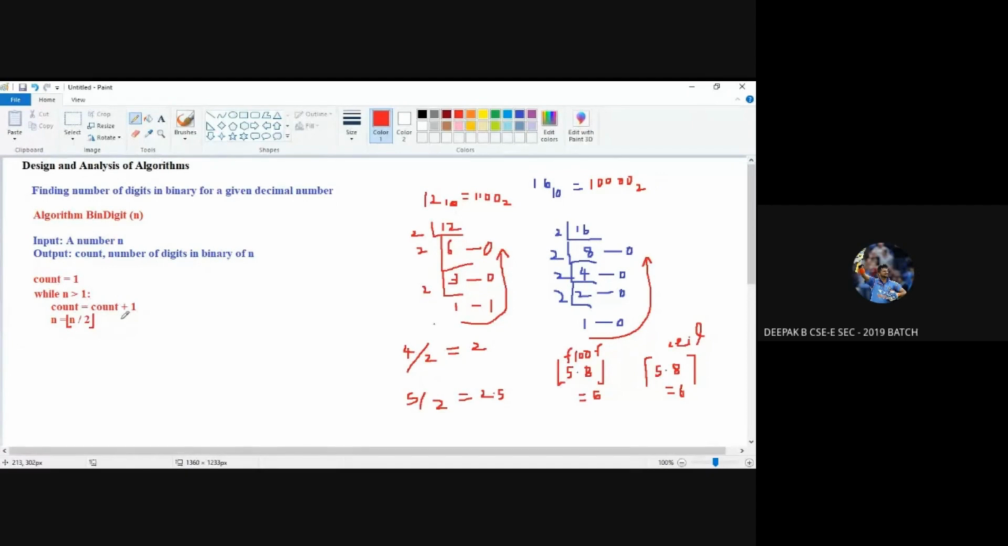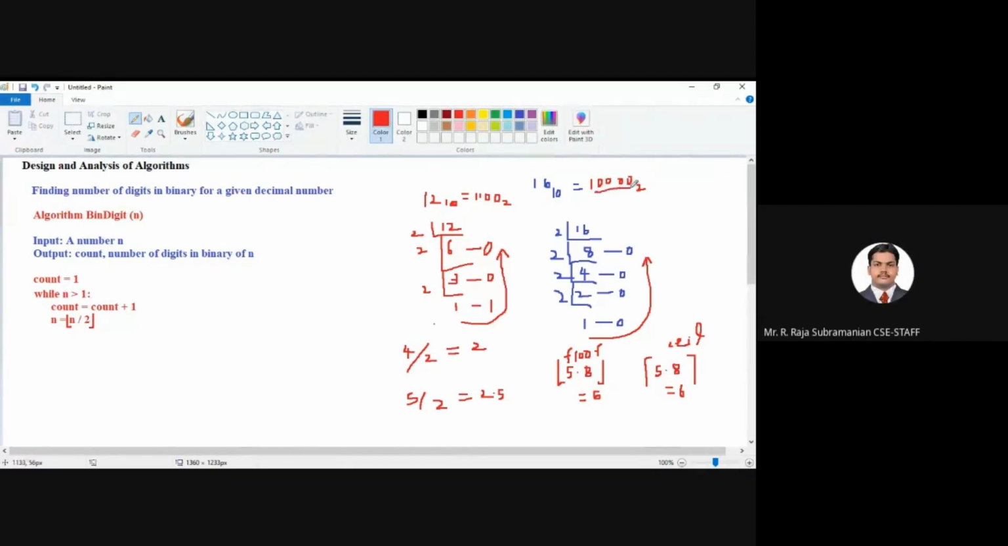Sir, I'm saying that n by 2 minus n percentage by 2. Why are we doing that? Sir, for finding that value. So I was not interested in this value.